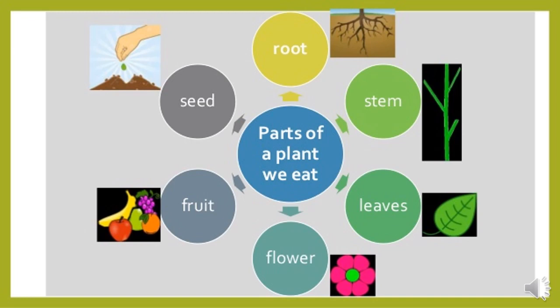Plants are useful to us in many ways. We have seen that before. In fact, we can eat the parts of a plant in many ways. We can eat roots. There are some stems which we can eat. Some leaves are also there which we can eat. Some flowers, fruits, and even seeds are eaten.